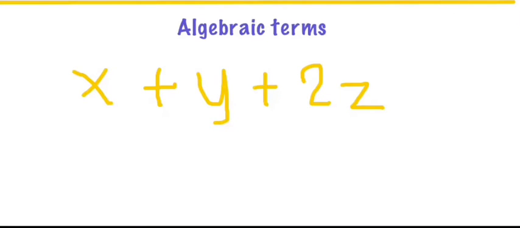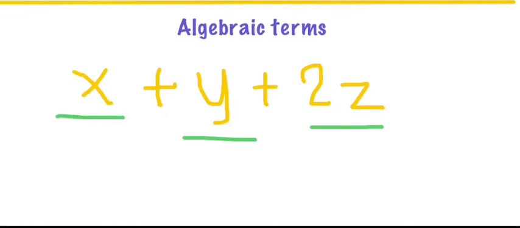Let me give you some more examples. For example, if the question is x plus y plus 2z, my first term will be x. This is my term 1. Term 1 is x. Term 2 is y. And term 3 is 2z.